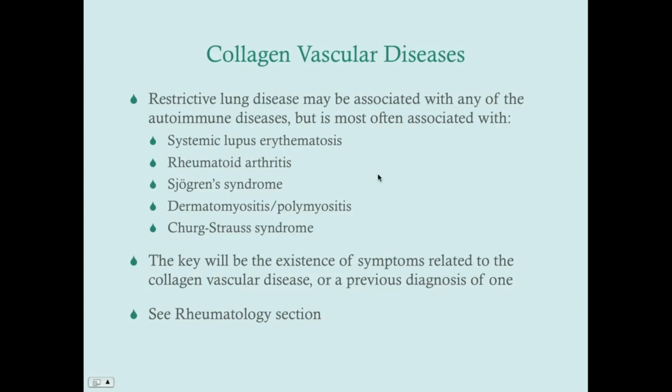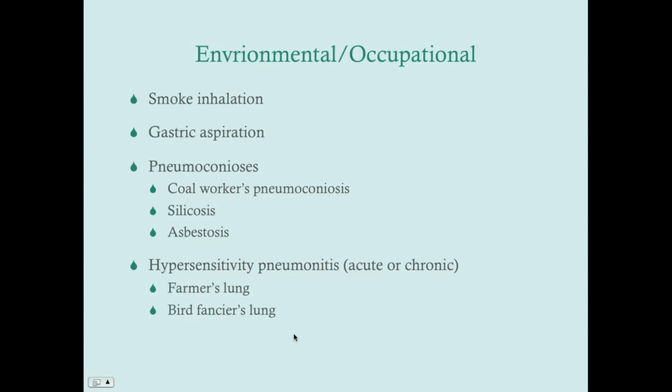Environmental and occupational causes include smoke inhalation, gastric aspiration, the pneumoconioses, which are coal workers' pneumoconiosis, silicosis, and asbestosis, and then hypersensitivity pneumonitis, which can be either acute or chronic. The most common are farmer's lung and bird fancier's lung. The difference between pneumoconioses and hypersensitivity pneumonitis is that the pneumoconioses are an exposure to non-organic dust matter, whereas hypersensitivity pneumonitis is exposure to organic matter.